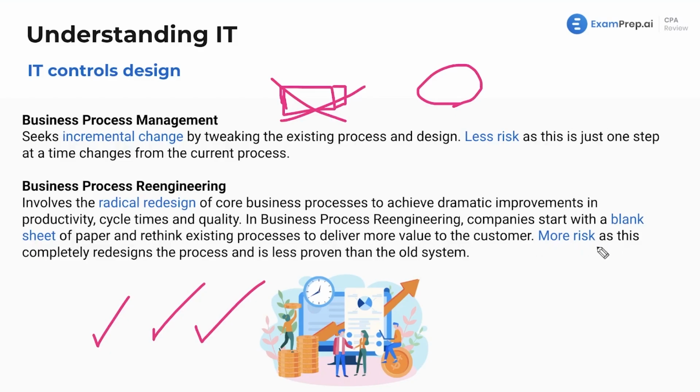There's more risk here, as this completely redesigns the process and is less proven than the old system. Pros and cons to doing each, it totally depends. I'm not going to get into that. Do you want to just slowly build this out, right? Oh, now we're going this way. We're creating the path a little bit at a time. Or do you want to just completely, boom, have a whole new process? There it is. Some companies want one, some want the other. Now you see what these are. Just be familiar with this: incremental change for business process management. Reengineering, you're reengineering the entire thing, radical redesign.